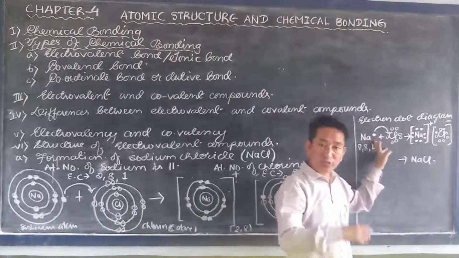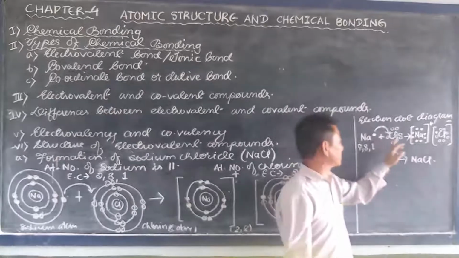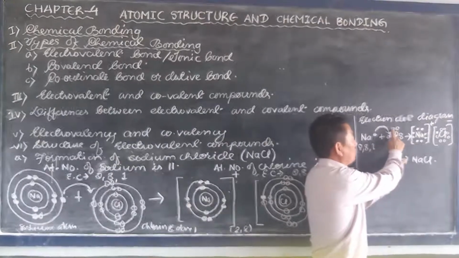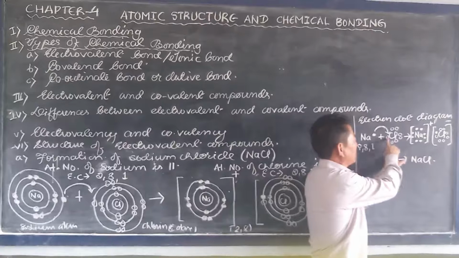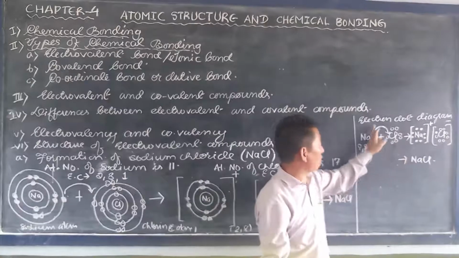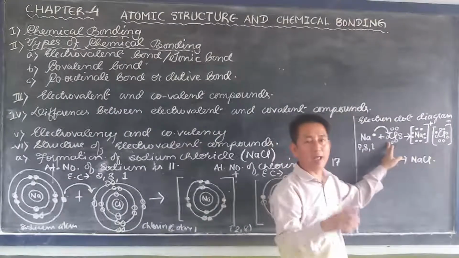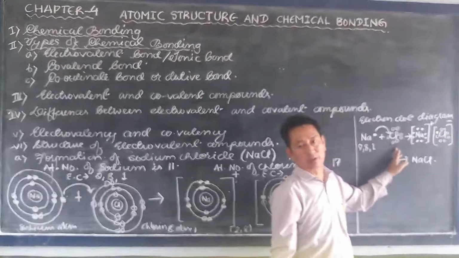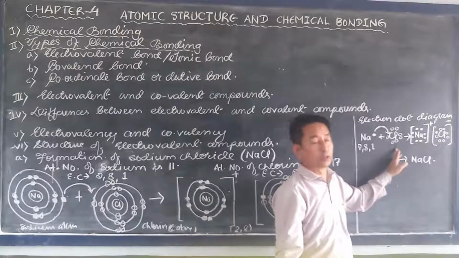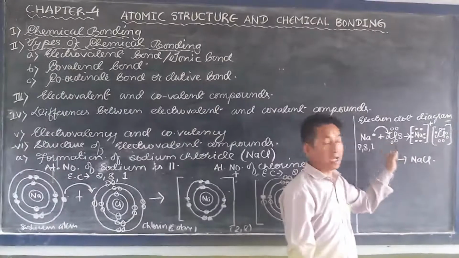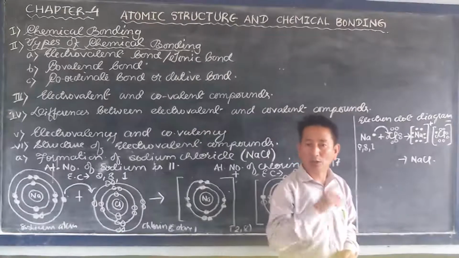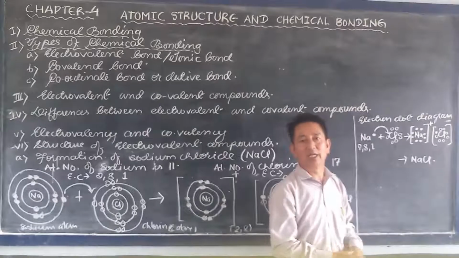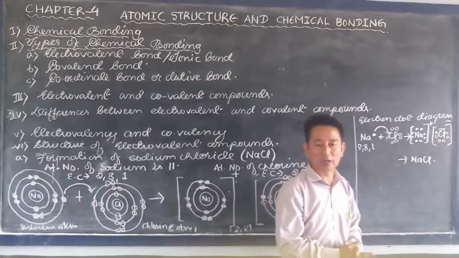And the electron which is lost by the sodium atom is gained by the chlorine atom. Chlorine, its outermost shell has 7 electrons: 1, 2, 3, 4, 5, 6, 7. The electron which is lost by the sodium atom is gained by the chlorine atom. So the chlorine atom gets reduced to chloride ion by the gain of 1 electron. Loss of an electron is an oxidation reaction. Gain of an electron is a reduction reaction.